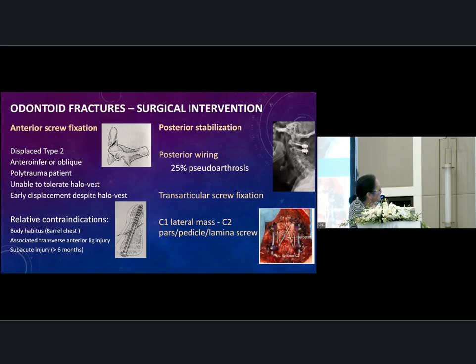So relative contraindications for the anterior screws are if they've got a barrel chest, so it can make it difficult to get the right angle to get the screw in. If there's a transverse anterior ligament injury, there's a risk of subluxation, and also if the injury is subacute, as we mentioned.